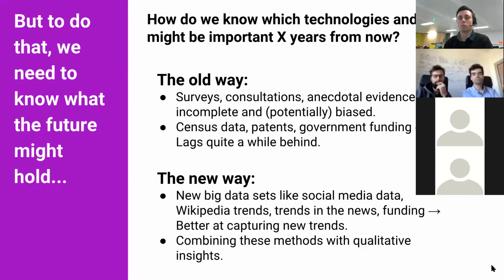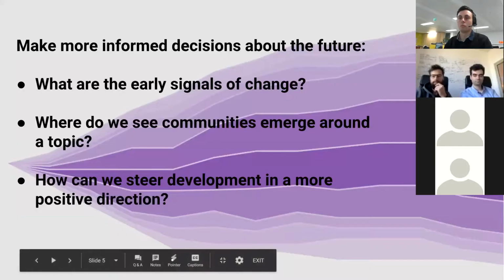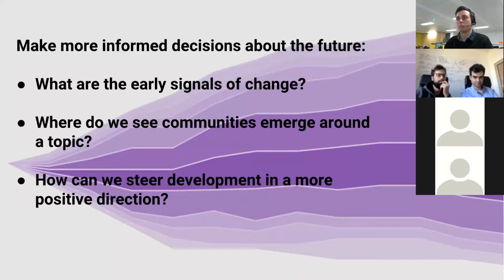Because these methods are quite new, it's also really important to combine them with qualitative insights, which is something we've also done. That's my next slide. So what this helps us do is to make a lot more informed decisions about the future. So what are the early signals of change? Where do we see interesting communities emerge around the topic? Is that in Germany? Is it in China? Is it in Portugal? What are they working on?